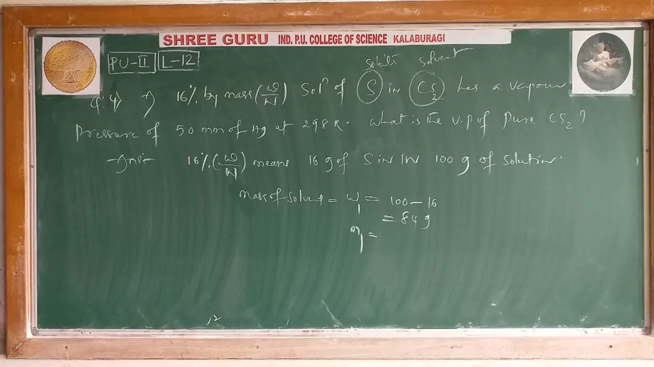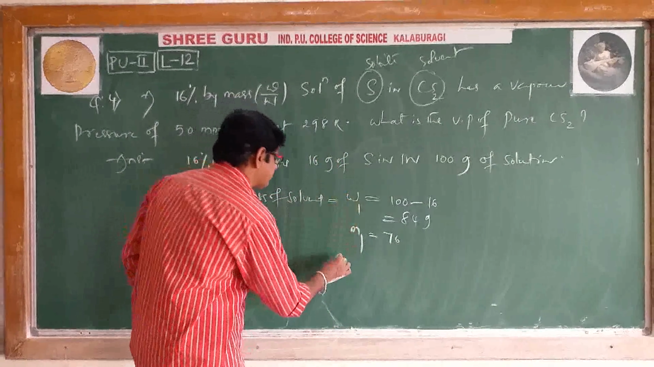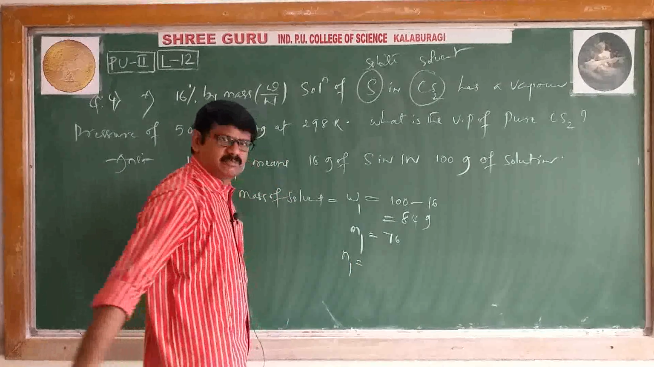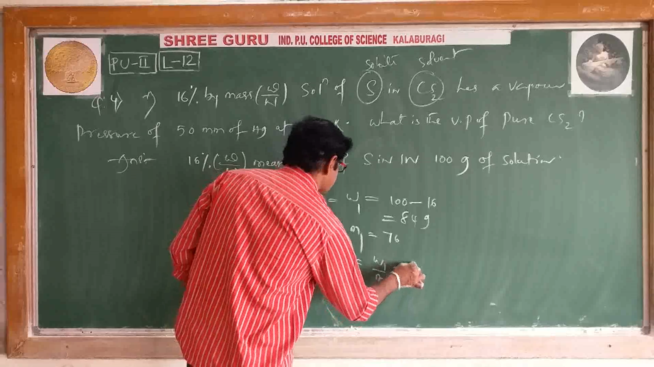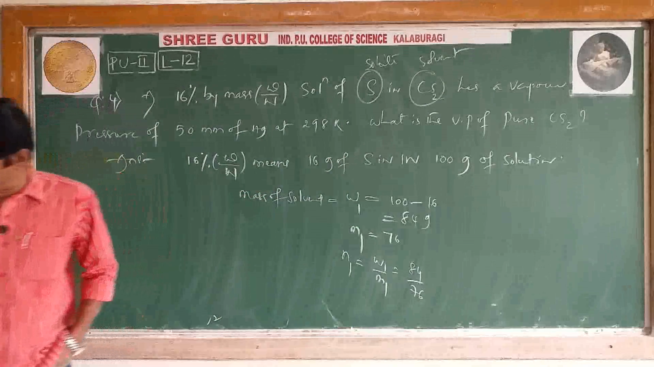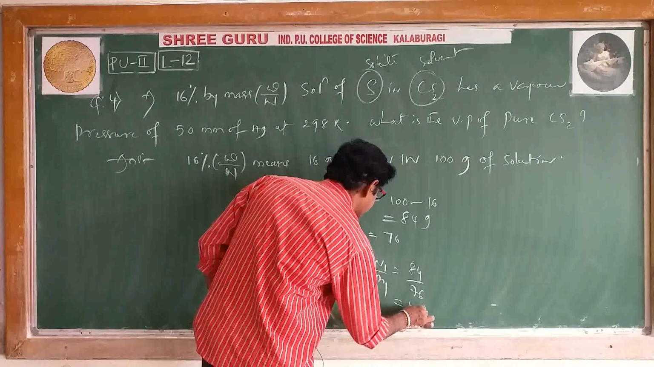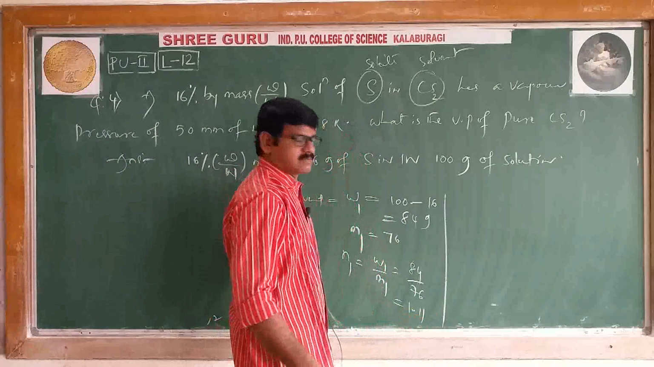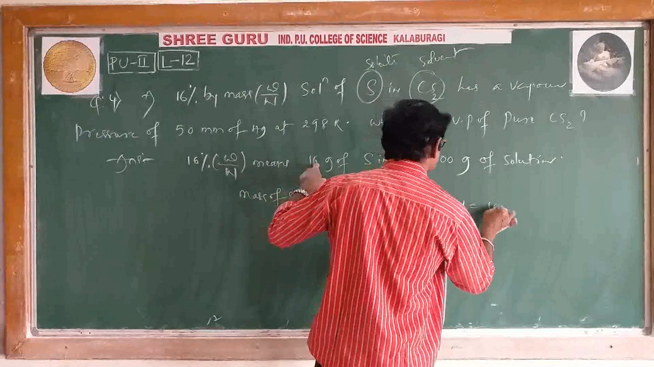Carbon disulfide molar mass, we just calculate, it is 76. Then from this we will find the number of moles of solvent. n1 = W1 divided by M1, 84 divided by 76, you will get 1.11.